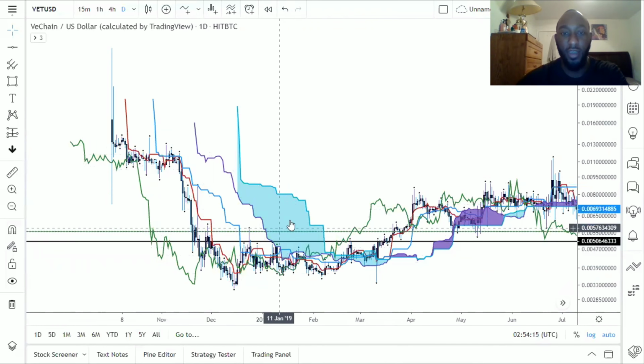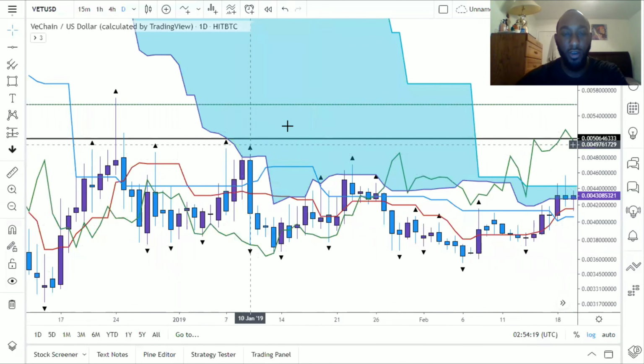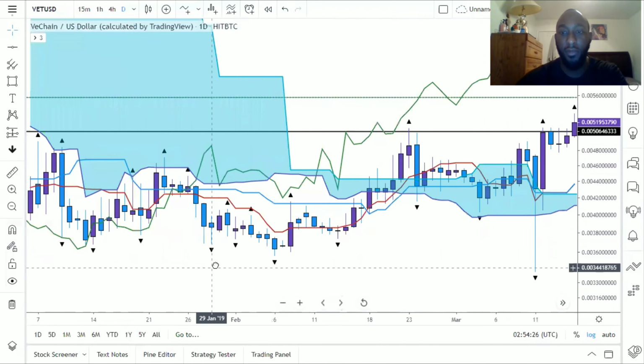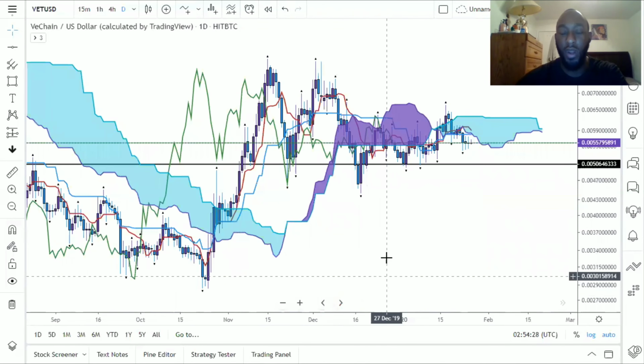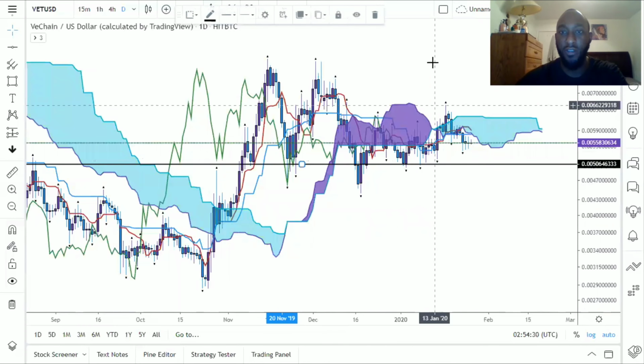Then you got your dynamic Kumo cloud right here acting as a resistance as well, and you see that it bounced off the cloud and pushed price even further down. So Ichimoku is very reliable when it comes to support and resistance.